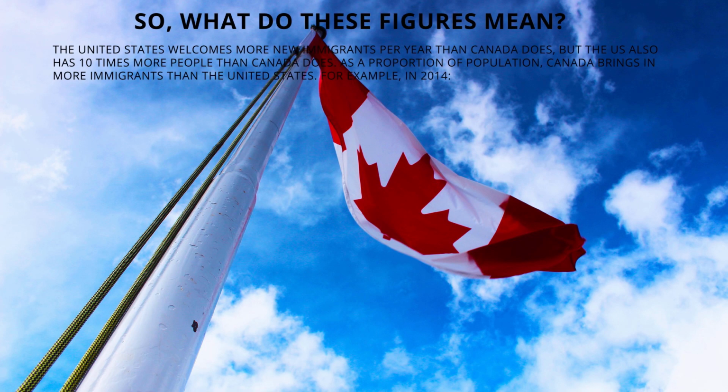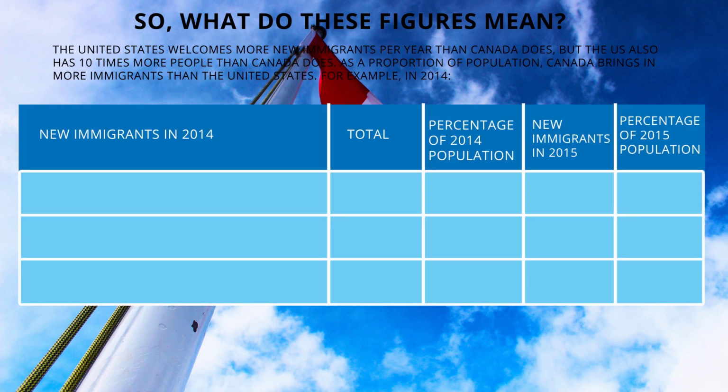The United States welcomes more new immigrants per year than Canada does, but the US also has 10 times more people than Canada does. As a proportion of population, Canada brings in more immigrants than the United States. For example, new immigrants in 2014, Canada, total 260,404, percentage of 2014 population 0.73%. New immigrants in 2015, 271,847, percentage of 2015 population 0.76%.